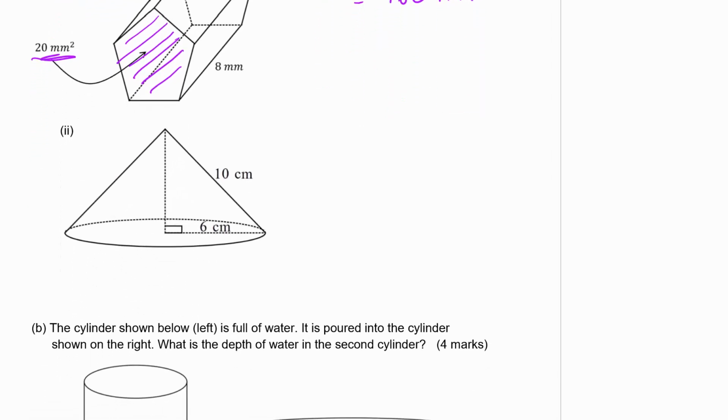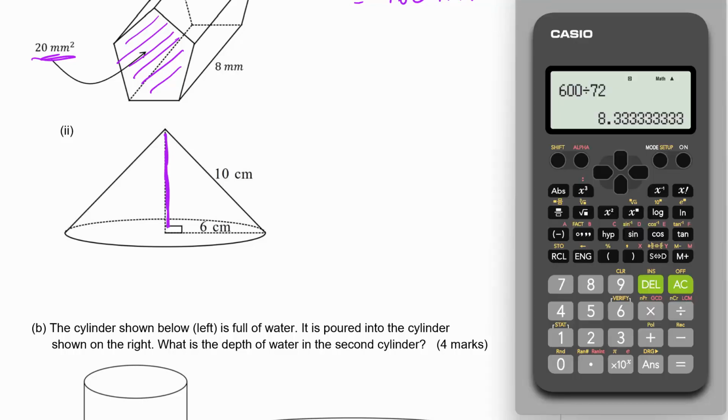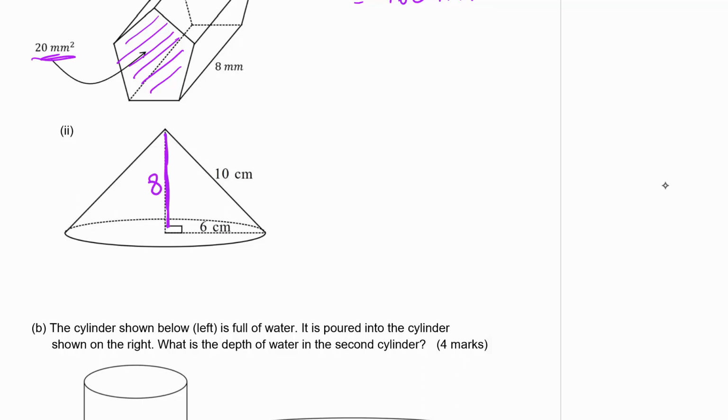Now we've got this cone. Now we really want the height, not the slant height. But looking at the 10 and 6, I think I can find the height using Pythagoras. And 10 would be the hypotenuse here. So we've got the square root of 10 squared take away 6 squared. And that gives me that the height is 8. And the radius is 6. So we've got everything we need for a cone.